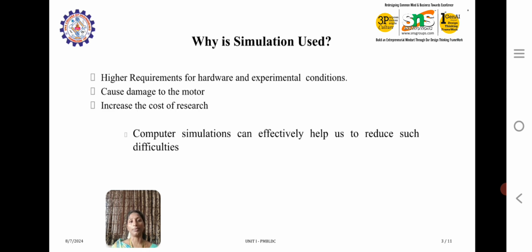Particularly we go for simulation in order to reduce the cost. If you are going for any hardware or experimental setups, then the requirements are very high, and if any damage is caused, it will lead to a huge loss. So we move on to the simulation part. Simulation is used because hardware or experimental setups increase the cost of research. Computer simulations can effectively help us to reduce the above mentioned difficulties. So this is why we use simulation.